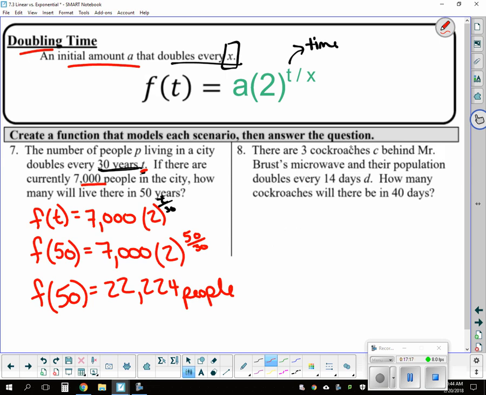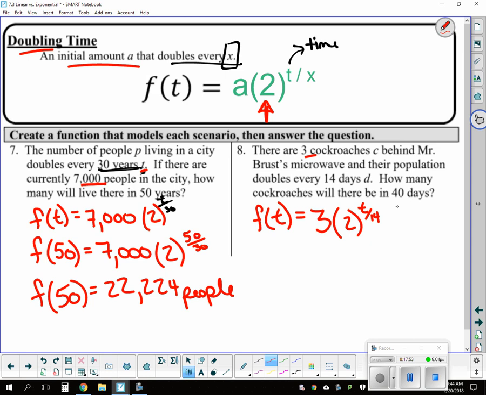Okay, there are 3 cockroaches behind Mr. Brust's microwave. Yuck. And their population doubles every 14 days. How many cockroaches will there be in 40 days? Okay, so f of t equals A is your initial amount. Your initial amount are 3 cockroaches. It's doubling, so of course we're using our doubling equation, which is a 2. How often does it double? So t over, it doubles every 14 days. However long it takes to double, that's the bottom number of your fraction.